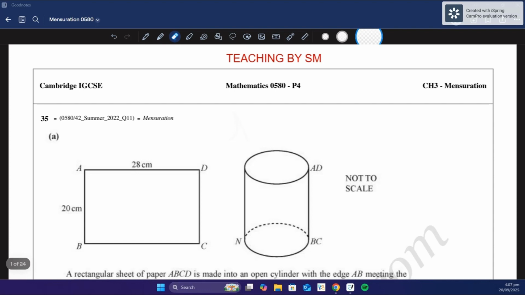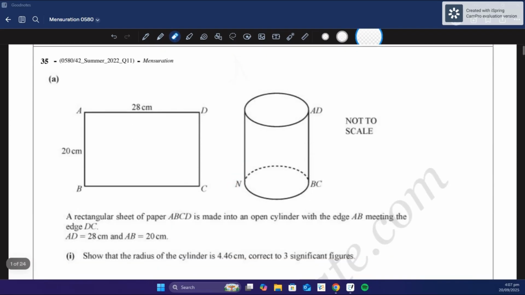Alright, let's start. So we're going to start with question number 35, which says that a rectangular sheet of paper ABCD is made into an open cylinder with edges AB meeting the edge DC. AD is 28 and AB is 20.